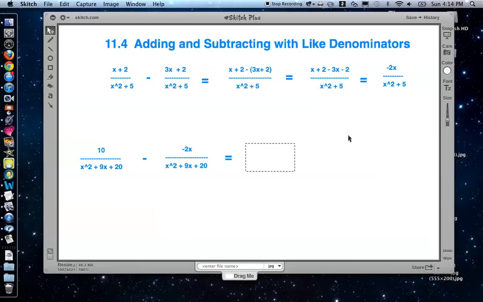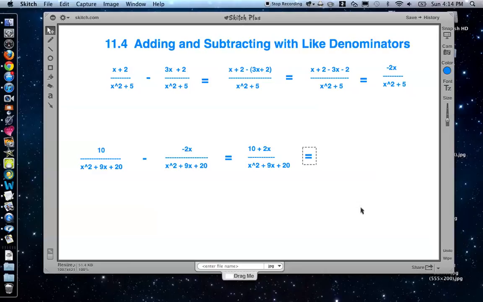They're not the same term, so you can't combine them into one thing. You're going to have to rewrite that as a new expression. So 10 minus negative 2x is going to be written as 10 plus 2x, and the denominator will stay the same as x squared plus 9x plus 20.